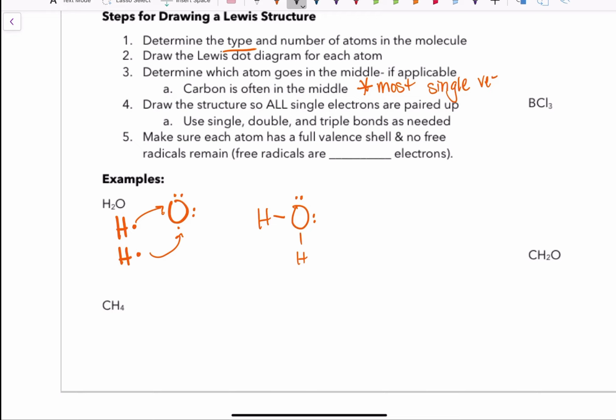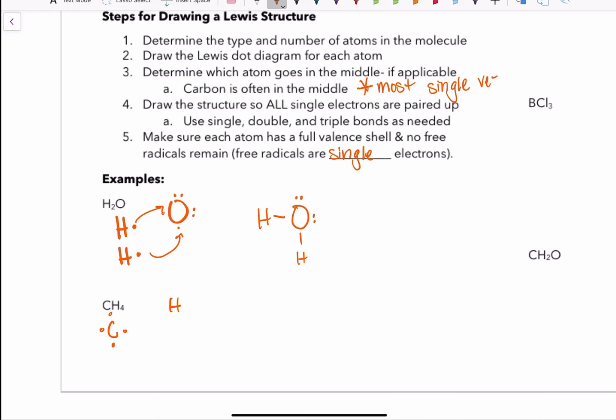The last thing is to just make sure as well that no free radicals are present, which means we don't have any leftover single electrons. And we meet all the criteria for that. So let's try another one. Our next one is CH4. We determine the type and number of atoms. There's 1 carbon and 4 hydrogen.